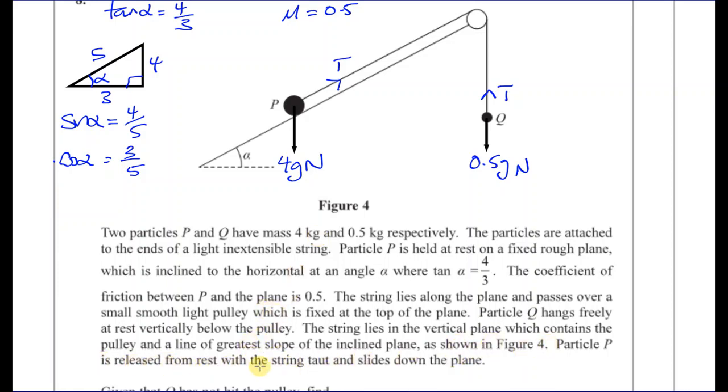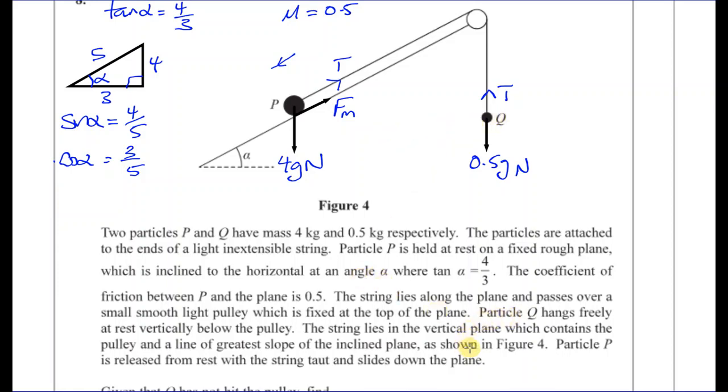Particle P is released from rest with the string taut and it slides down the plane. Okay, because there's friction involved. As this is sliding down the plane, we can say that it's going to start moving down the plane this way. That means the friction is going to be acting opposing the motion. Always friction opposes the motion or the tendency to move. And as it's sliding down the plane, the friction has reached its maximum value. So I'll put Fm, meaning the limiting value, the maximum value of friction.